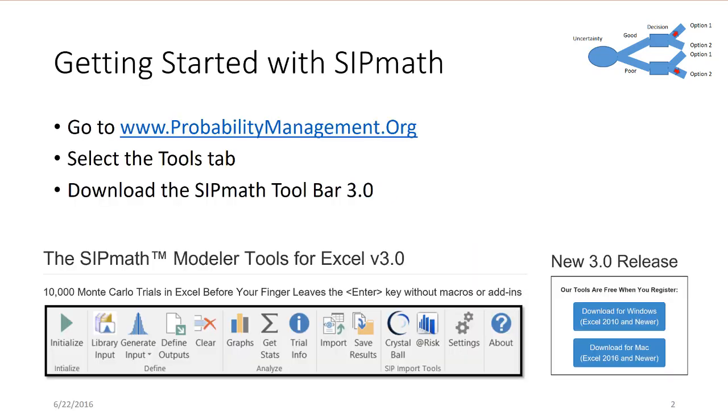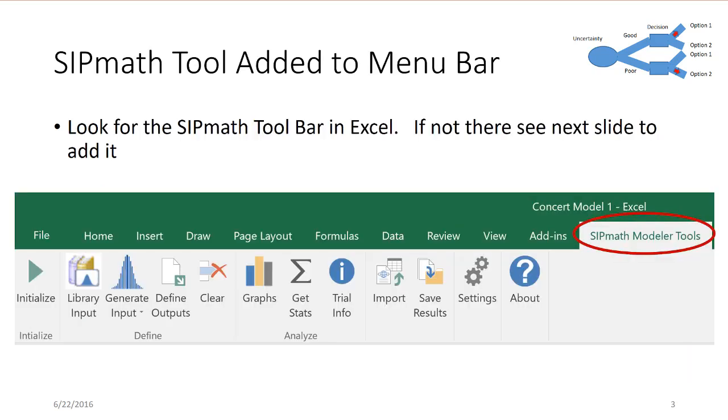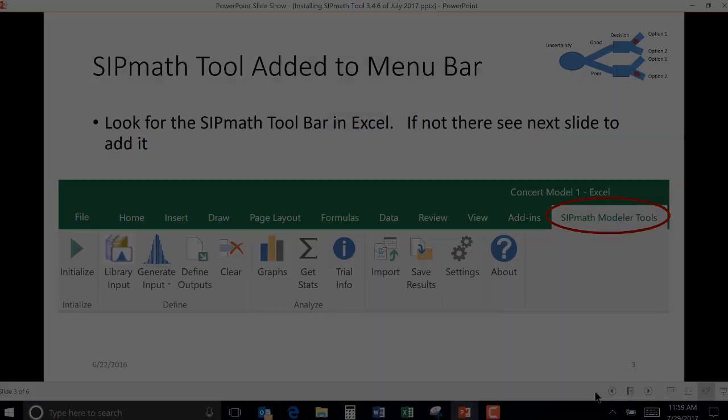To start with, you need to go to www.probabilitymanagement.org, select the tool tab, and download the SIPmath toolbar, at least initiate it. Both the Windows version and the Mac version are available. The toolbar, once installed in Excel, will look like this. So when you've got this installed, we're done.